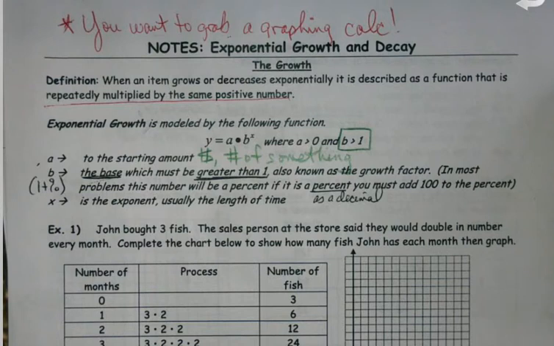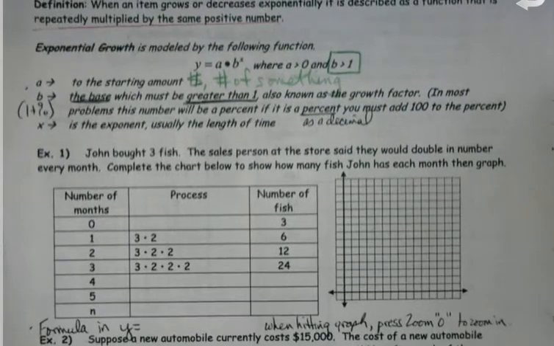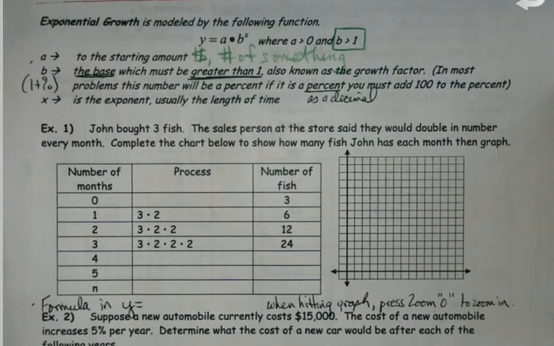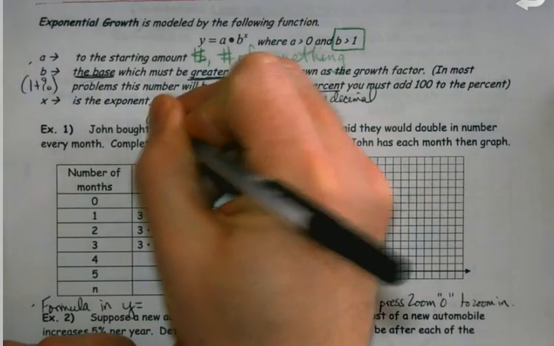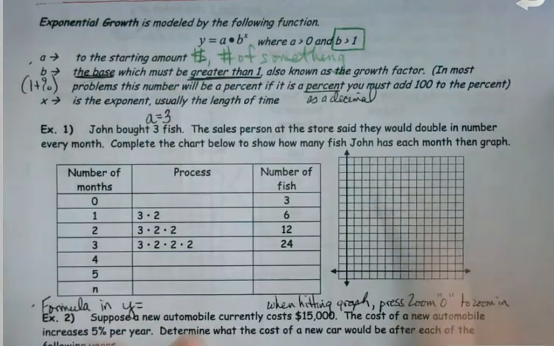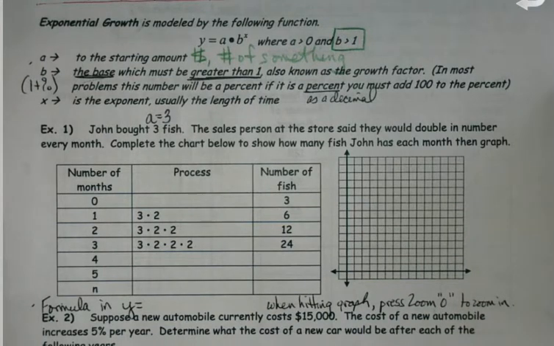So here's how this is going to work. All right, John bought 3 fish. Simple enough. This would be the equivalent of my a value. The salesperson at the store said they would double in number every month. Complete the chart below to show how many fish John has each month and then graph it. So we're going to visually see what it is, and then we'll let the graph show how this is going to work too.